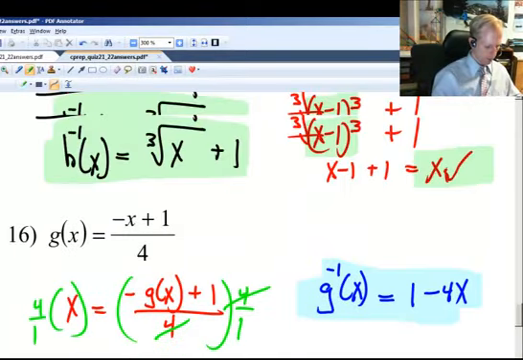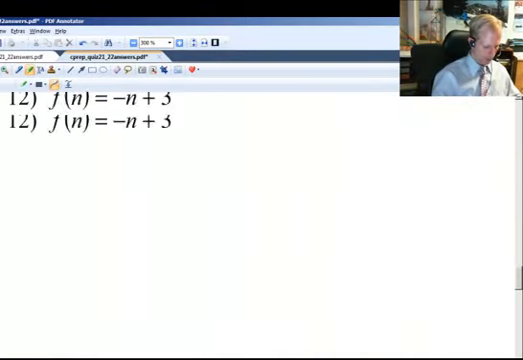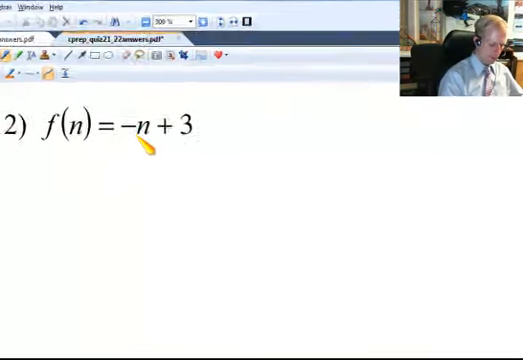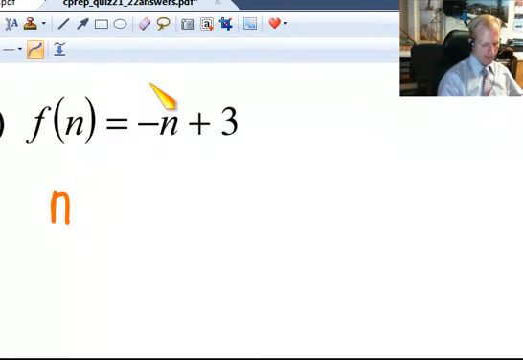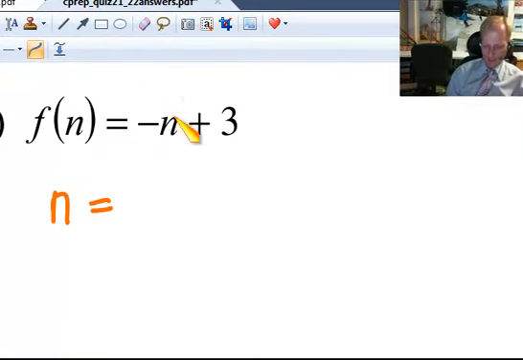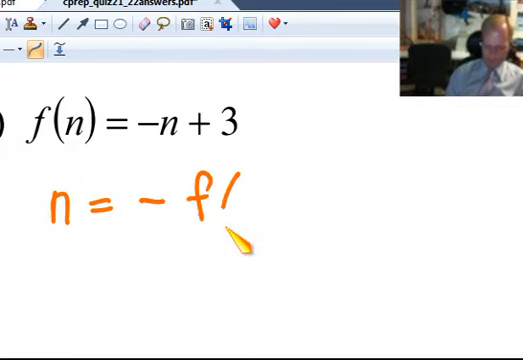Ooh, did I skip one, or did I do the last one? Oh, I see, yeah, I skipped doing number 12. Okay, well, let's do number 12 then. All right, I'm going to switch n and f of n first. And when I do that, the negative sign is going to stay where it is.